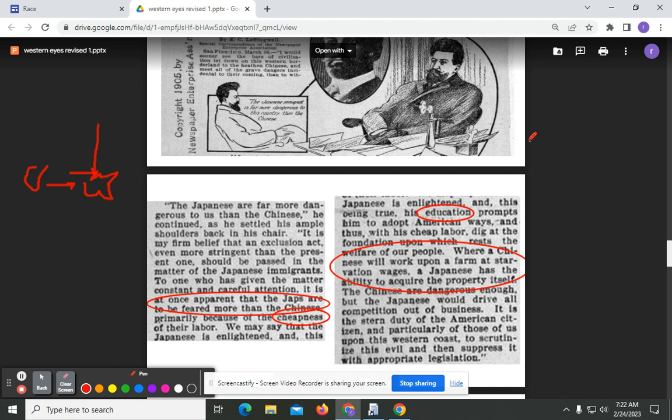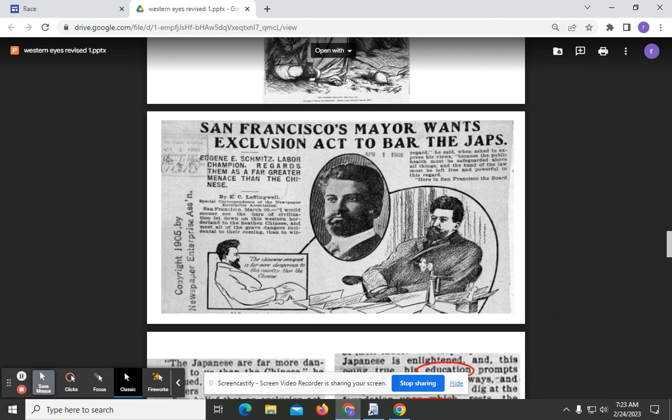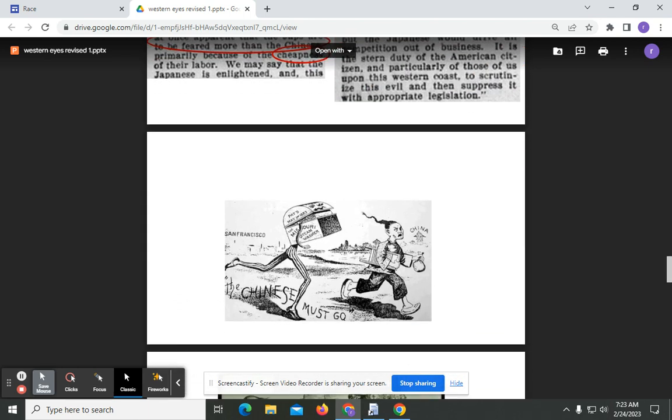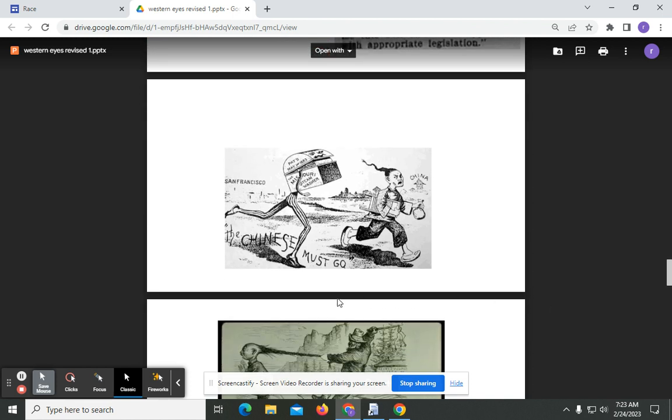And in this reading here, he's looking at the difference between the Japanese and the Chinese, according to him. And according to him, he's arguing that the Chinese have a lower wage that they're willing to accept, whereas the Japanese are educated. And I think the main difference is that the Chinese are willing to work, be laborers, whereas the Japanese want to own the factories. And that's what makes the Japanese, according to this mayor, more threatening. That's why he's saying he wants to bar the Japanese, and he wants the Exclusion Act to include the Japanese, because it normally only included the Chinese.